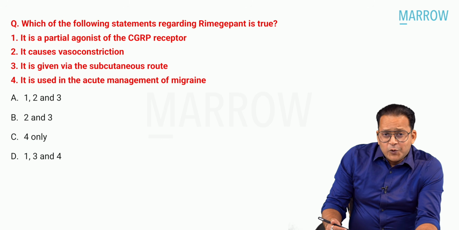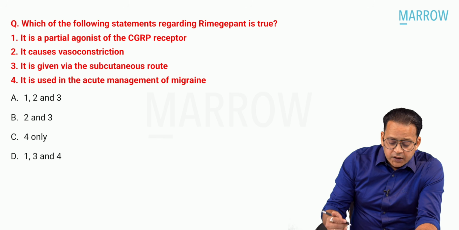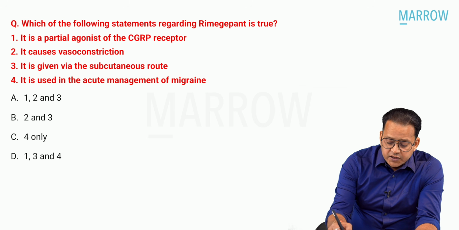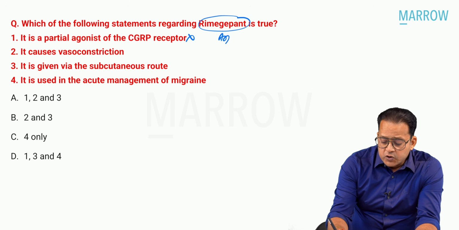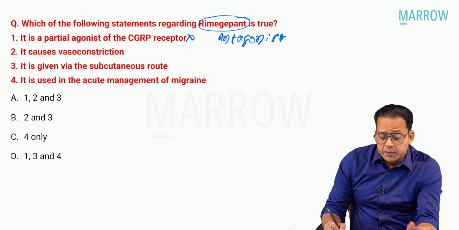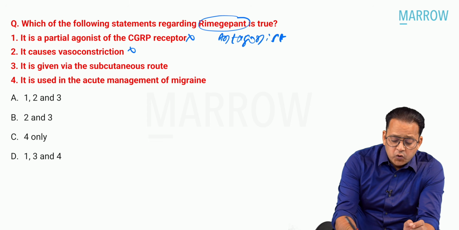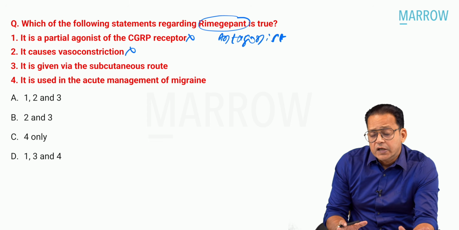All right, another multiple option correct. Which of the following statements regarding rimegepant is true? It is a partial agonist. That is incorrect. Say rimegepant is not a partial agonist. It is a pure antagonist at the CGRP receptor. CGRP receptor is correct, but it is not a partial antagonist. It causes vasoconstriction. No, it does not cause vasoconstriction.